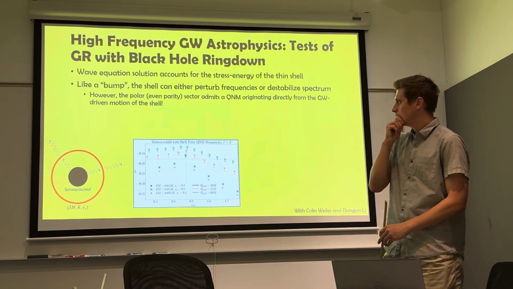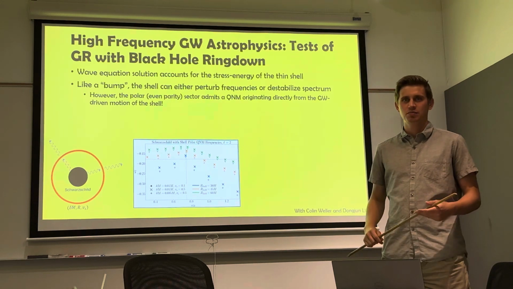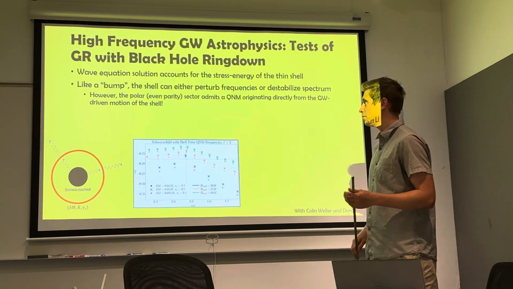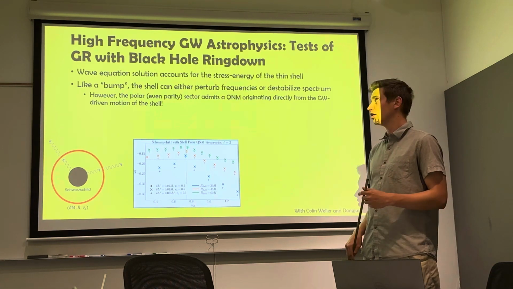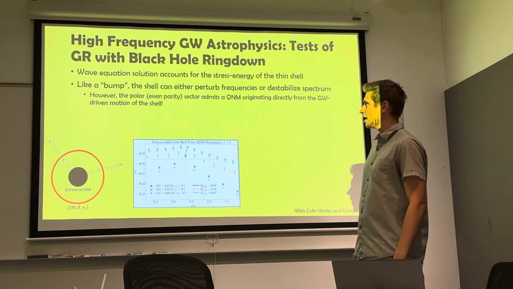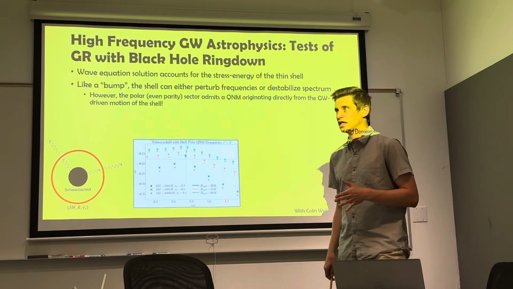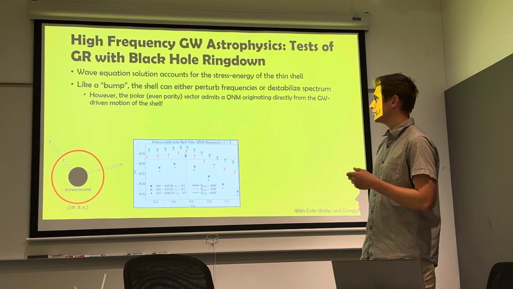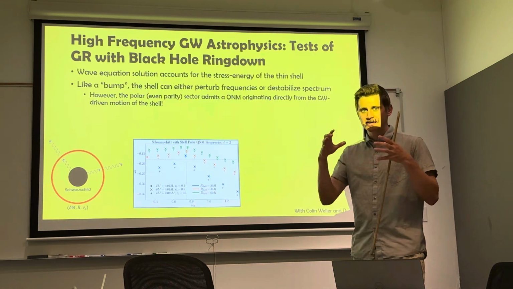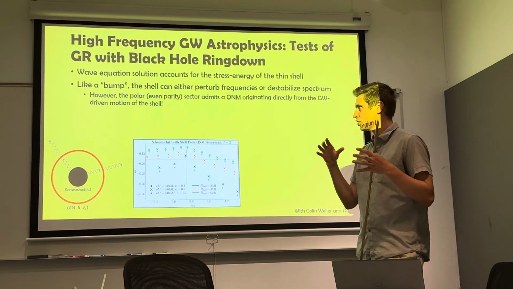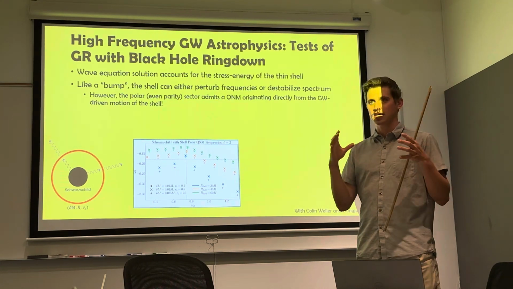Now, interestingly, there's another feature in this study that does not appear when you just add some bump naively to the potential. Namely, it's a QNM that emerges directly from the gravitational wave driven motion of the shell. This QNM has a very small imaginary part. In other words, it's very weakly damped. And that's because the damping of the mode arises purely from the gravitational waves that are emitted as the shell oscillates. So it's purely gravitational quadrupole radiation, and that's pretty weak. So this mode lasts for a very long time.